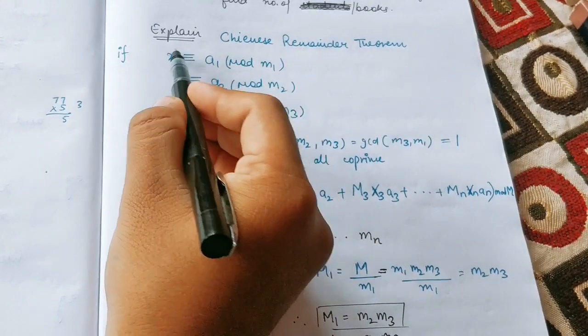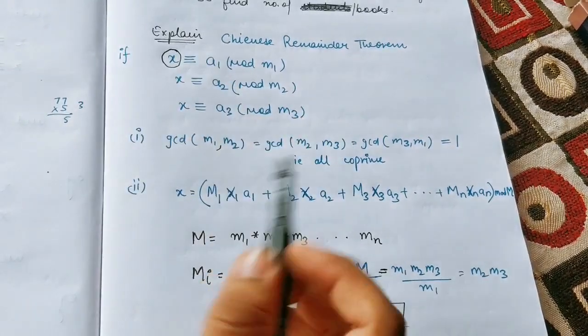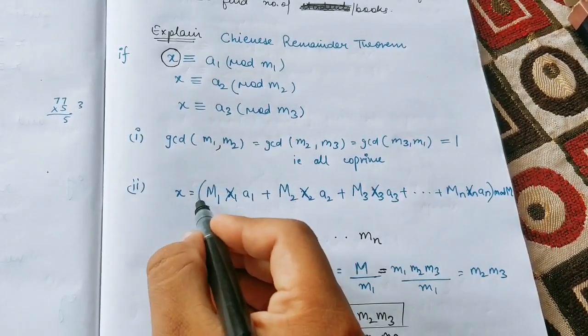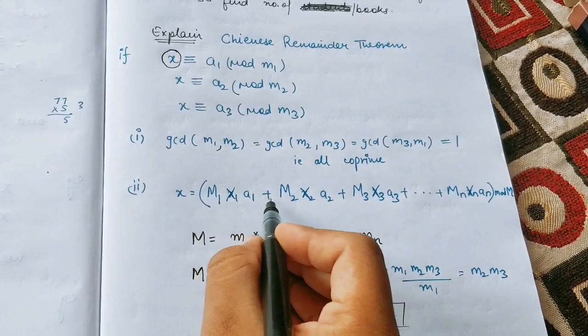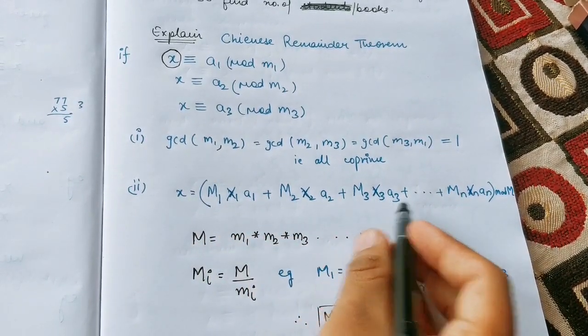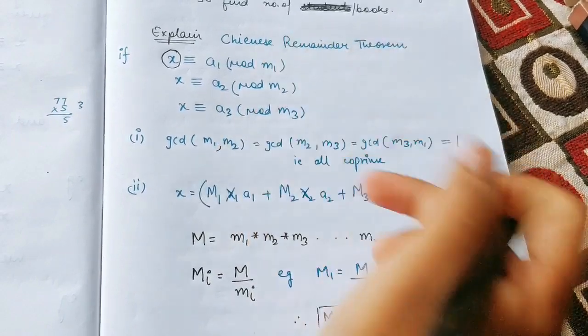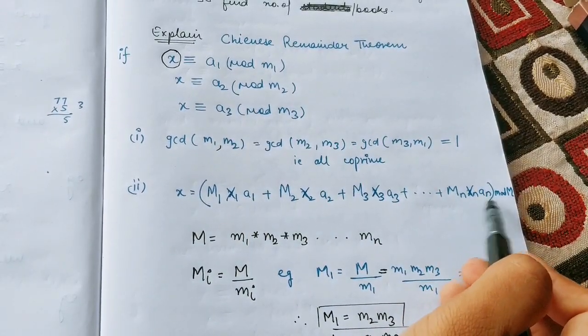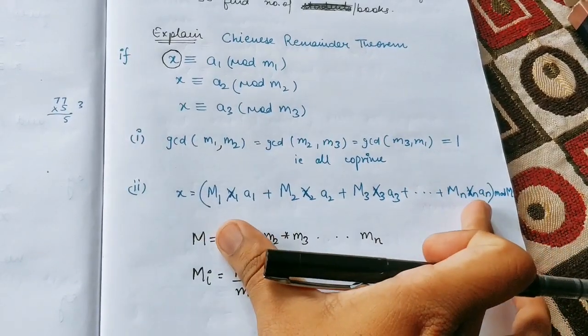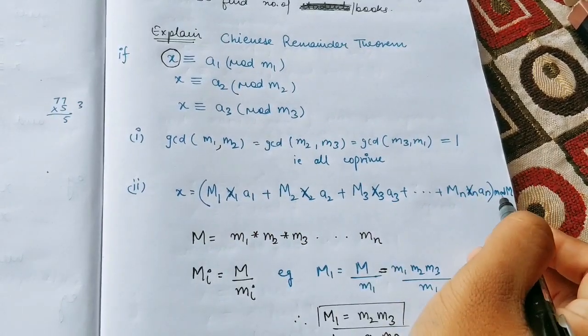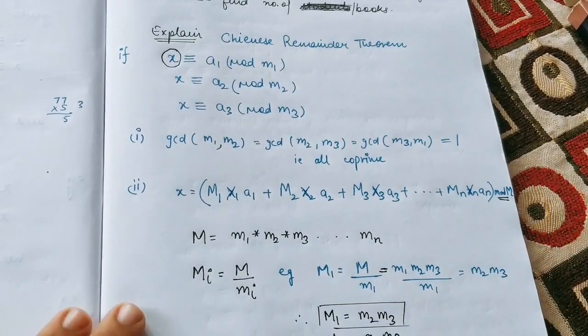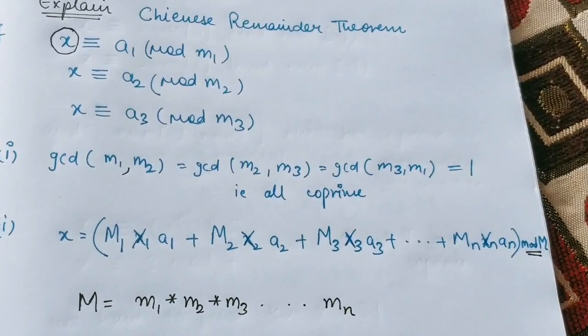Then to find the value of small x, there is a simple formula: x equals M1 x1 a1 plus M2 x2 a2 plus M3 x3 a3 and so on. If you have n expressions, then you will go up till Mn xn an, and then when you add all these values, you will find the modulus value with M. This is mod M, where M is capital M here. Let me zoom it out a little bit. You can see now.